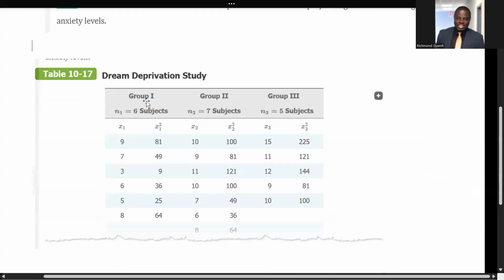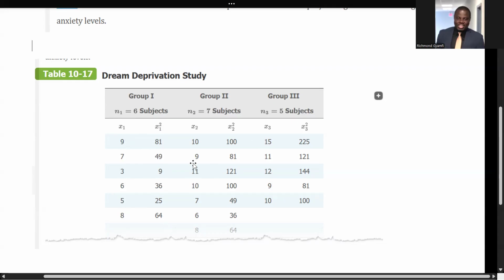In group 1, we have 6 subjects. In group 2, we have 7. And then group 3, we have 5 subjects. So we have 3 groups here. And these are the scores. So X1 here are the scores for group 1, and then X1 squared. So each of these are squared.